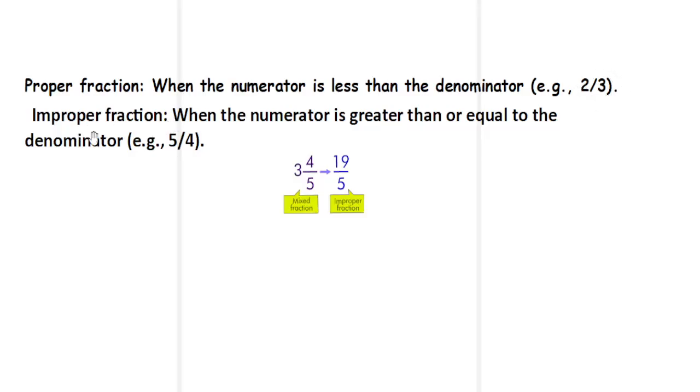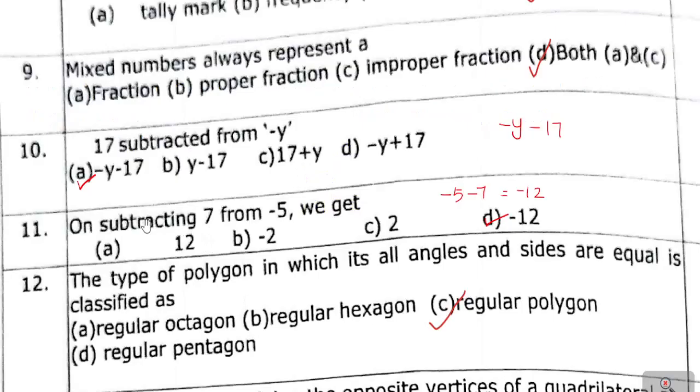But what is the improper fraction? When the numerator is greater than or equal to the denominator. For example, 5 by 4. So 5 is the numerator, 4 is the denominator. Because it is bigger than the denominator, we can divide further and make the mixed fraction. This is the mixed fraction example. So the mixed fraction or improper fraction. So hence the answer is, the mixed numbers always represent a fraction or improper fraction.